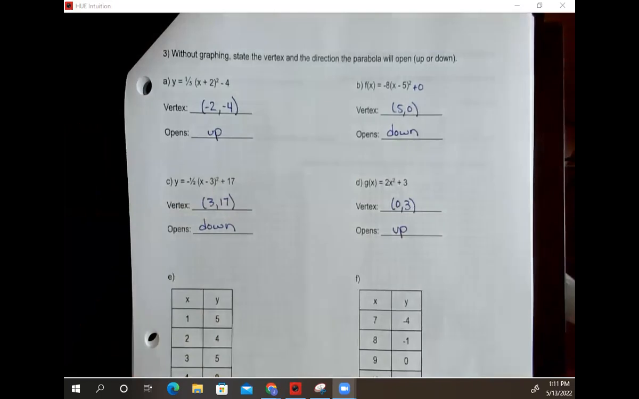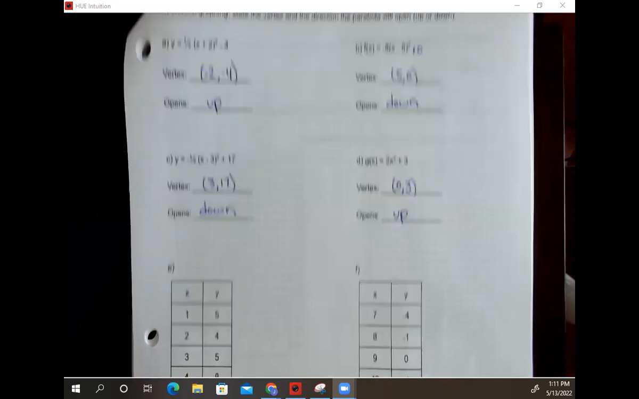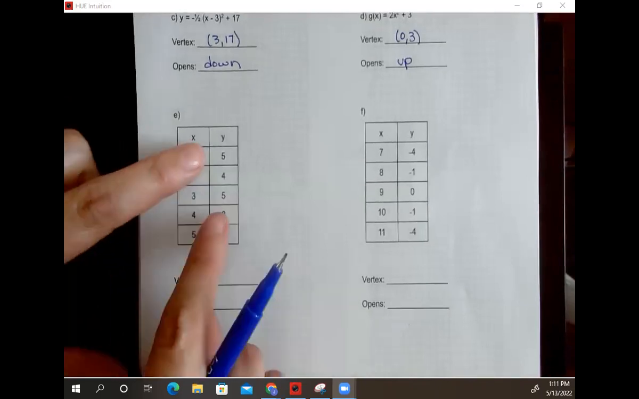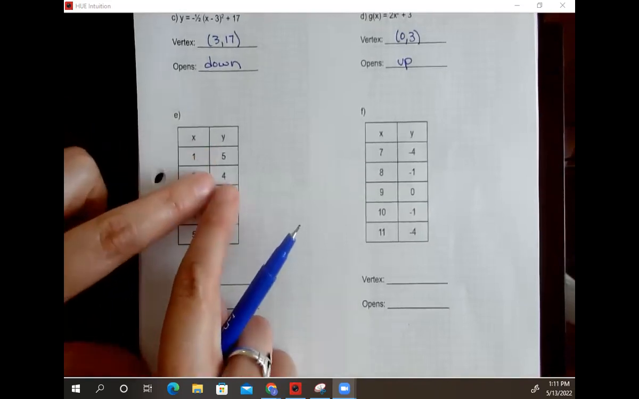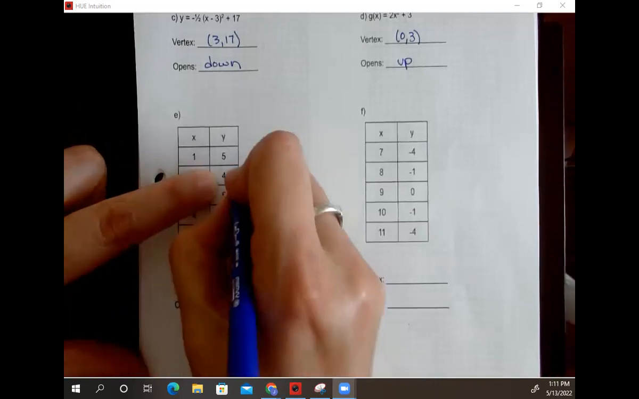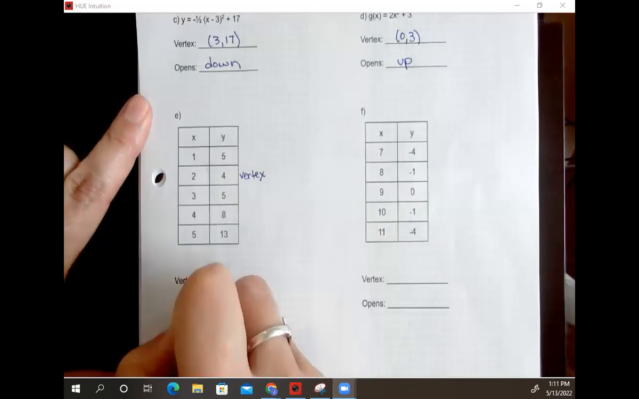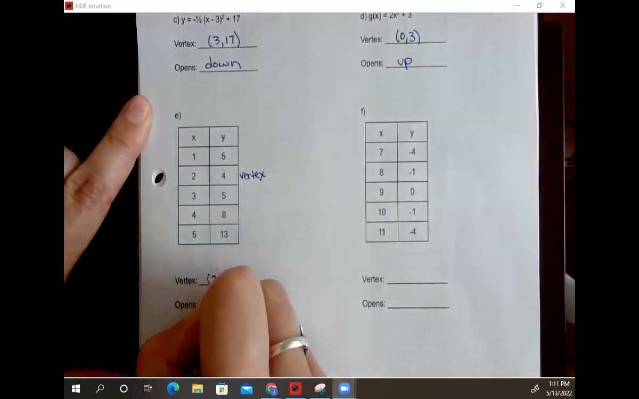Now the last couple here, E and F, we've got tables. We talked about how to identify the vertex from the table, so let's start there, okay? For E, to find my vertex, I'm going to look for those repeat y values. So I've got some repeat y's here, and I'm going to follow them to the middle. The middle of those repeating y's is my vertex. So my vertex would be the point 2, 4.